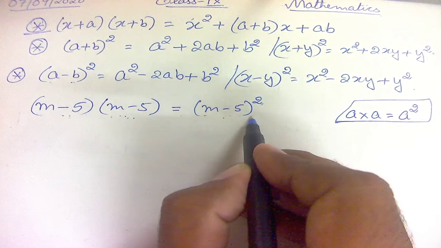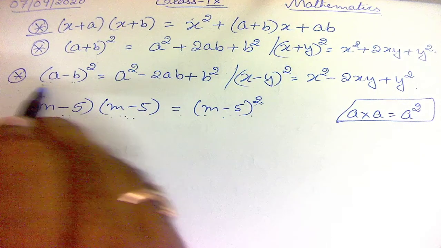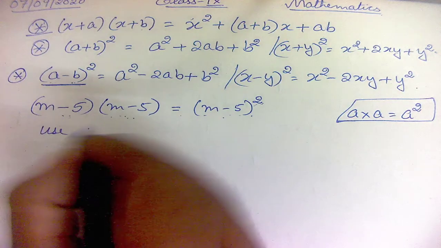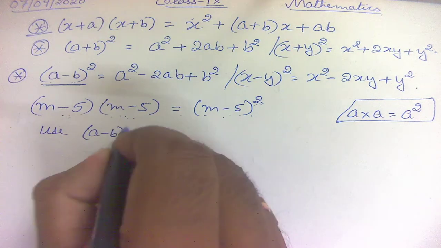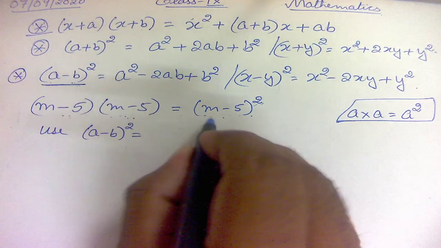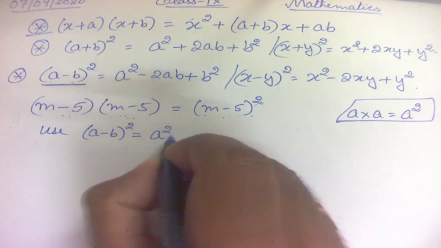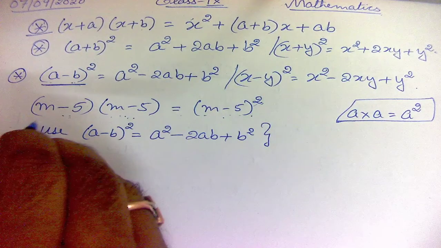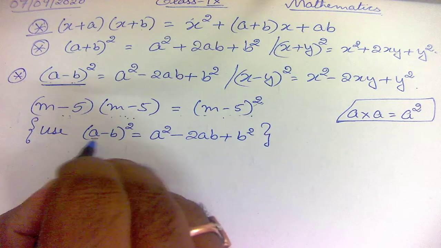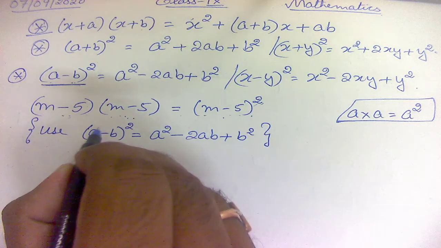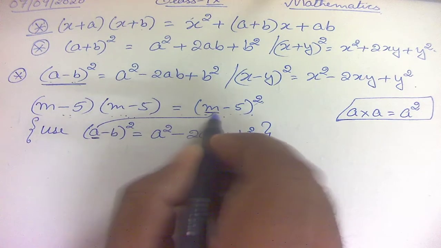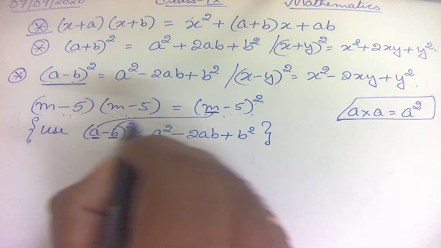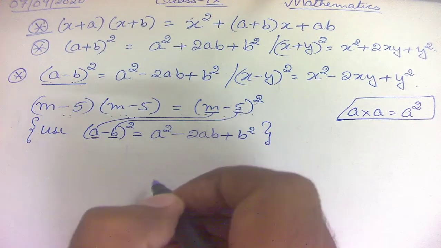Now this (m - 5) whole squared is in the form of (a - b) whole squared, so you can use the identity here. Using the identity, we can find the product, or expand this. (a - b) whole squared equals a squared - 2ab + b squared. Here a in the identity is replaced with m in the question, and b in the identity is replaced with 5 in the question.